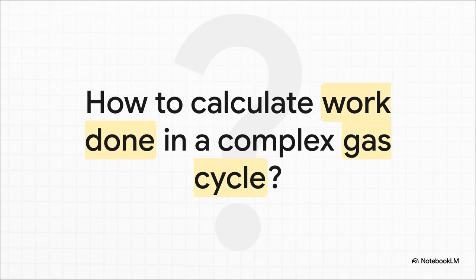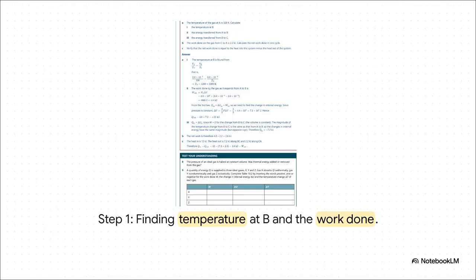If we're given an initial state of a gas and asked to find the change in internal energy, the temperature at specific points, and the total work done as it expands and compresses, well, where do we even begin? We just take it step by step. First, we establish the temperature at state B. Because pressure is constant here, we can just use the simple ratio of volume to temperature.